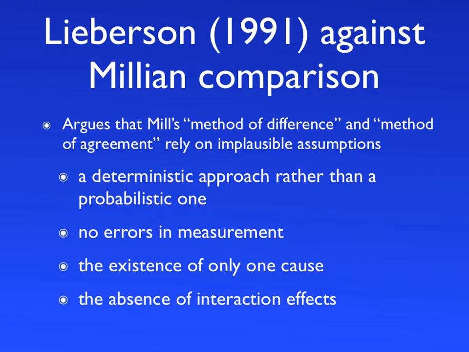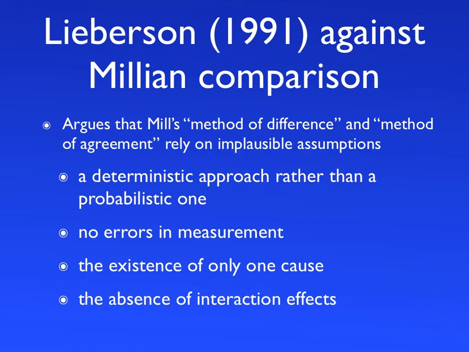So a deterministic approach says that things necessarily happen. So if you have international pressure, you necessarily have a revolution. That's just an example. It's not an argument anybody actually makes. As opposed to a probabilistic approach, which might say that sometimes in the presence of international pressure, one gets a revolution. So why doesn't the method of difference or the method of agreement work with probabilism?